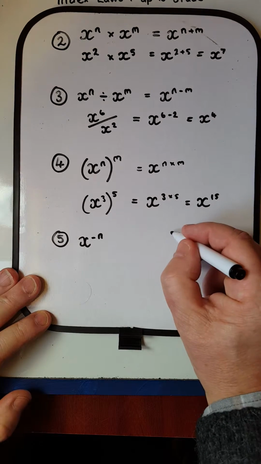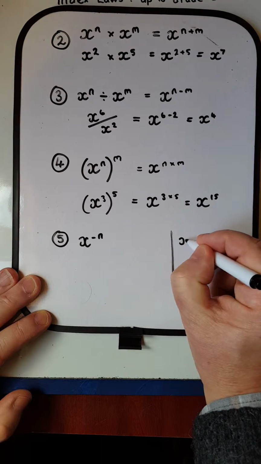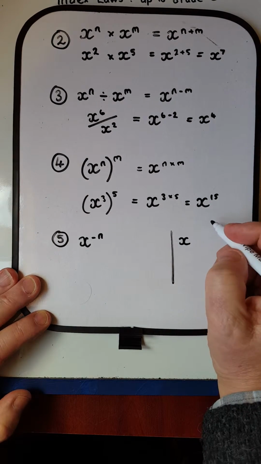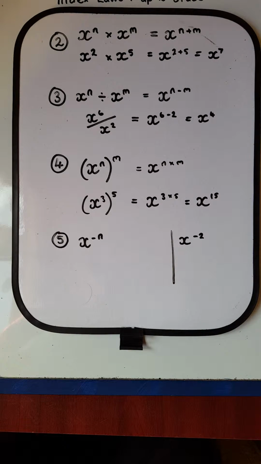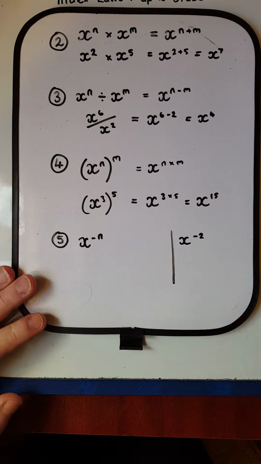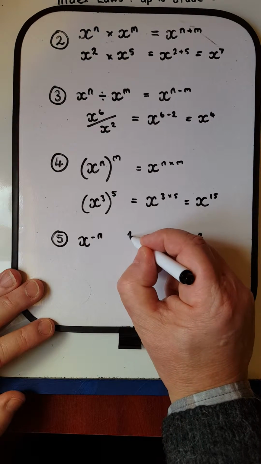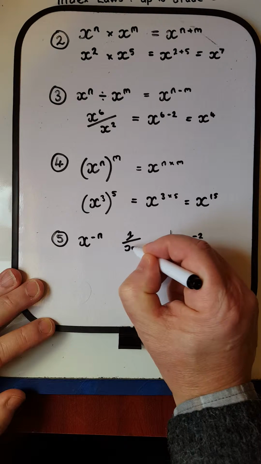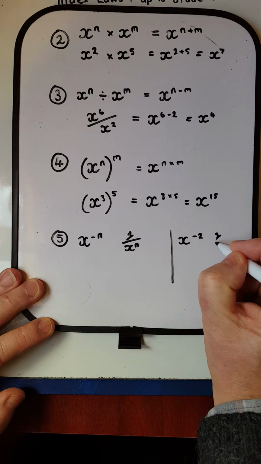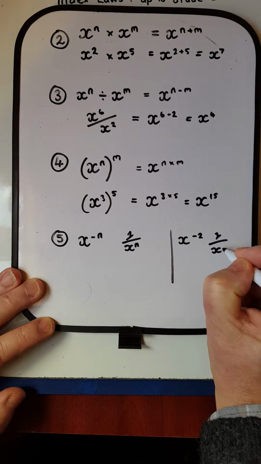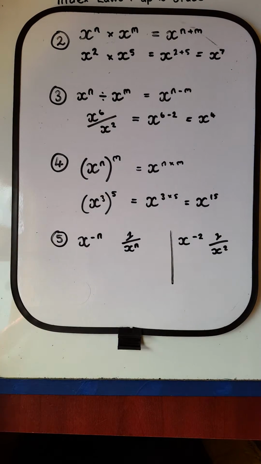Let's just think about this over here. If you think of x squared and then have a minus in front of it, we're talking about x to the power of minus 2. What does that mean? Well, it actually means this: 1 over x to the power n, which in number terms would be 1 over x squared. 1 divided by x squared.